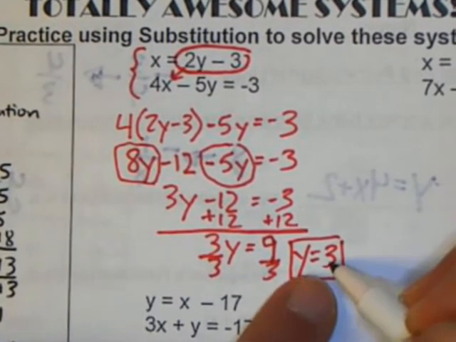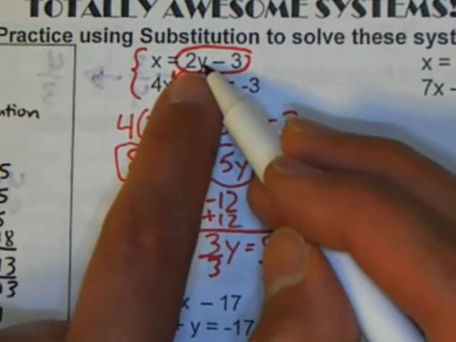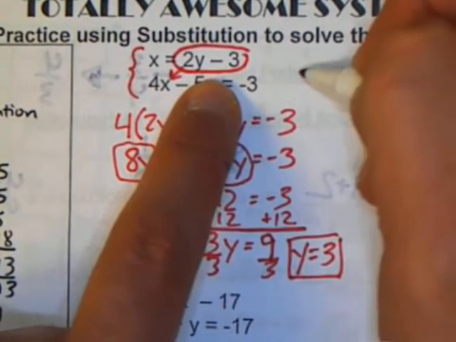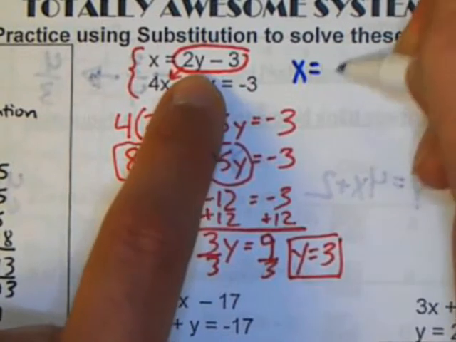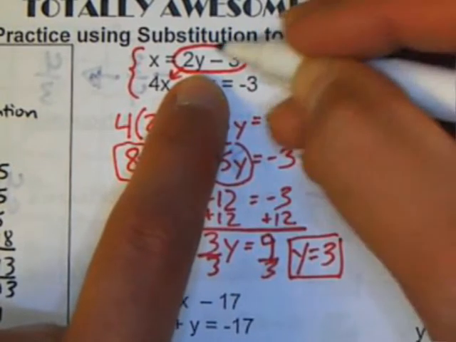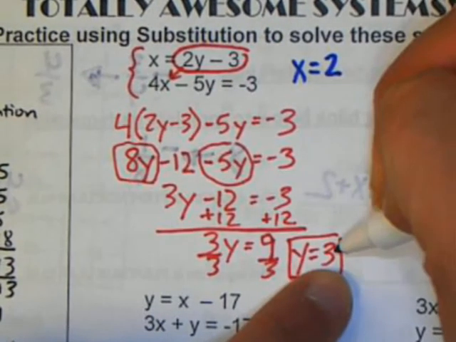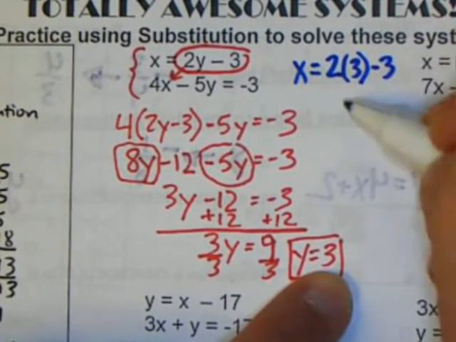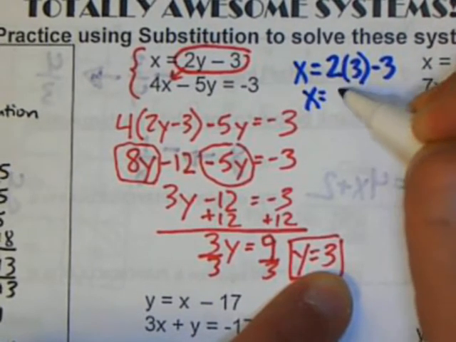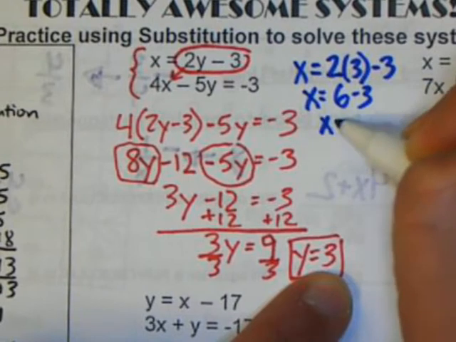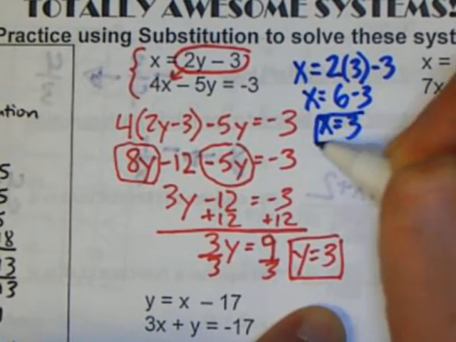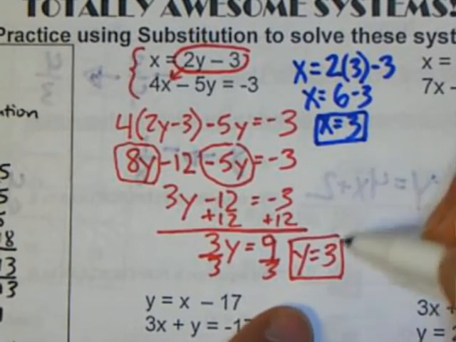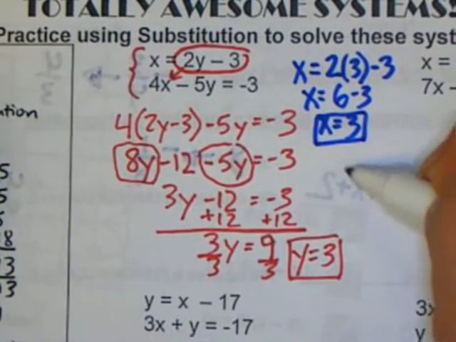You take this answer, remember, you plug it back in wherever you see a y so you can get the x. So I'm going to use this one up here, okay? I'm going to step 2, and instead of putting a y, I'm going to put my answer, which was a 3. Parentheses, 3 minus 3. X equals 2 times 3 is 6 minus 3. X equals 3. So this one was also 3. We got lucky here. We got both the same answers. Y is 3, x is 3. Okay, that's done.